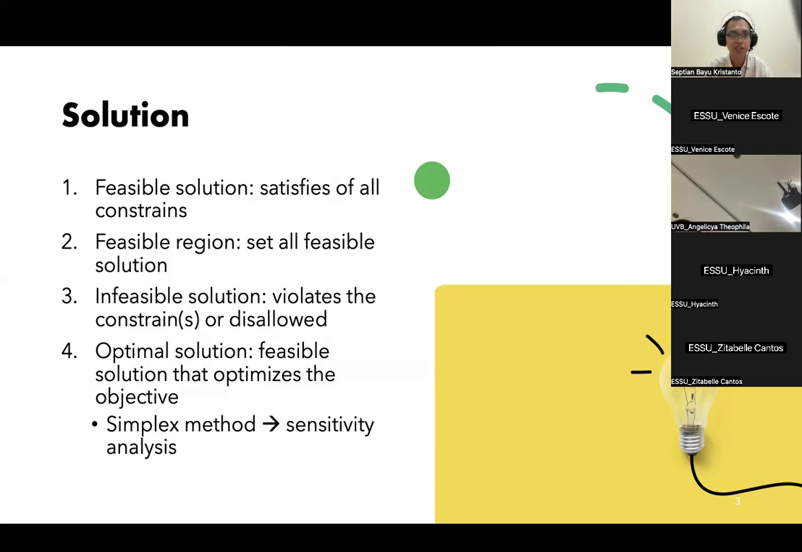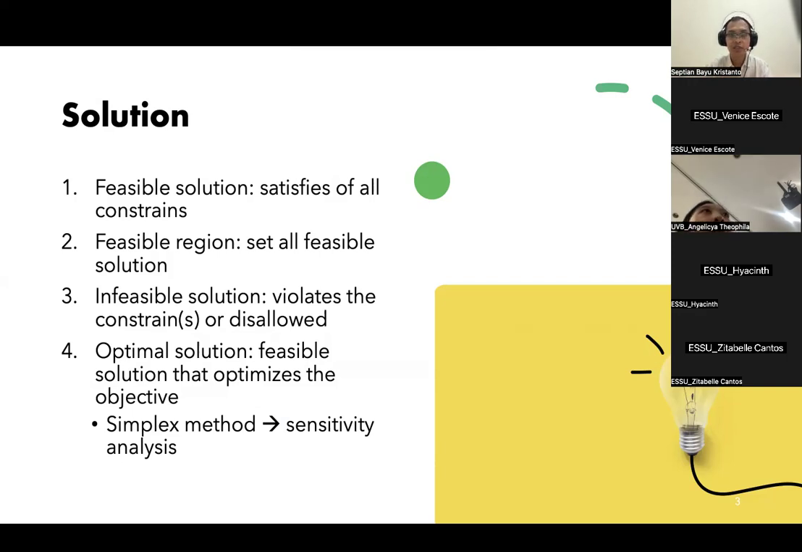The next solution in the statistical models is the feasible regions. We need to do it like the feasible solutions, like option number one. But we have spatial regions, or a spatial area that is suitable for our conditions, or we need to set our feasible conditions in a specific area or specific region.